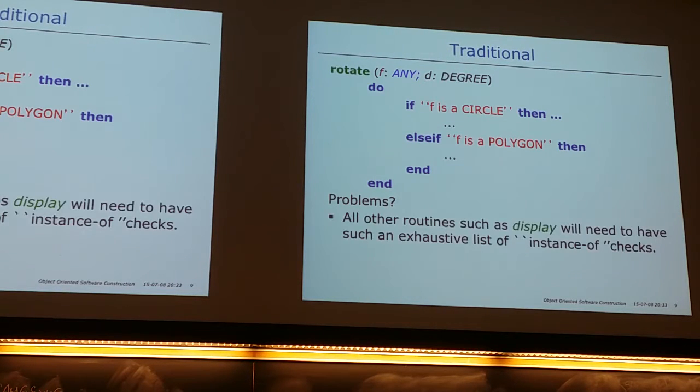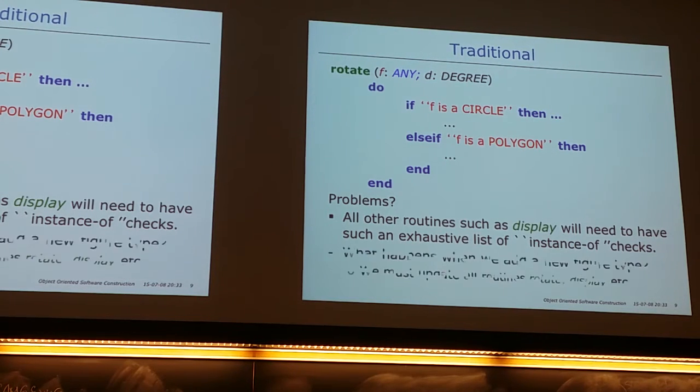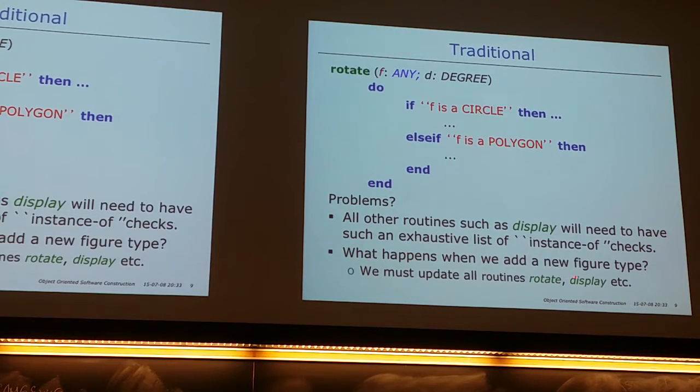So now, all other routines, for example display or move, all the features, they have to basically follow the same pattern here. They have to check, because figure is simply any type, so I have to check to see what exactly that figure is. Okay, so now let's say we have this many features here.